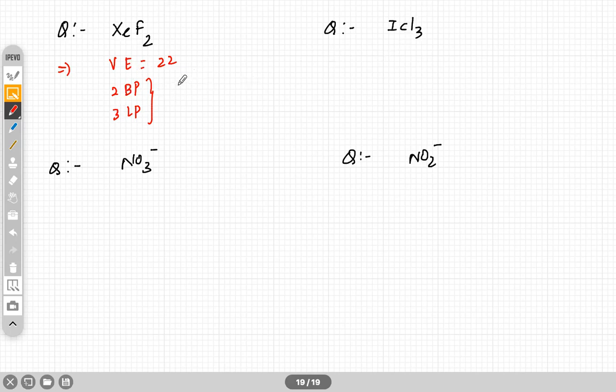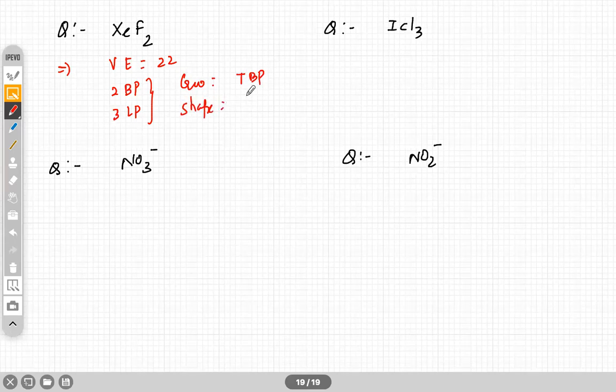Right, so geometry is what? Geometry is TBP, trigonal bipyramidal. What is the shape? Shape is linear. All 3 lone pairs are present in the corners of the triangle. Okay.